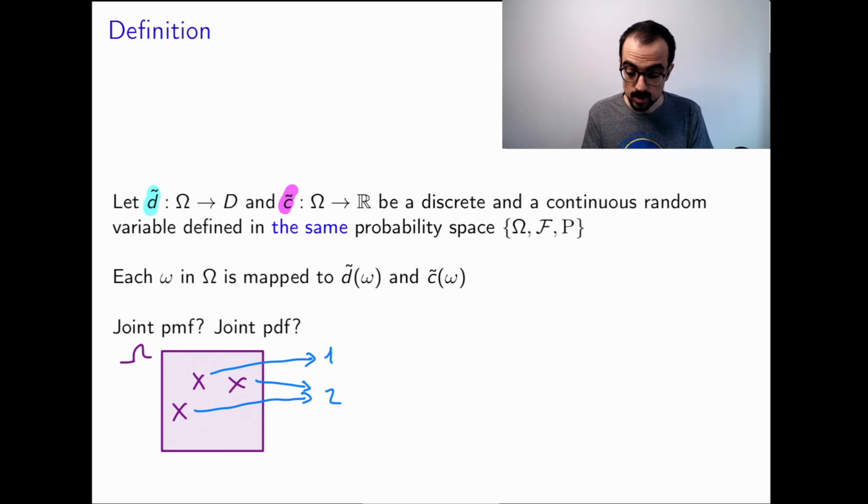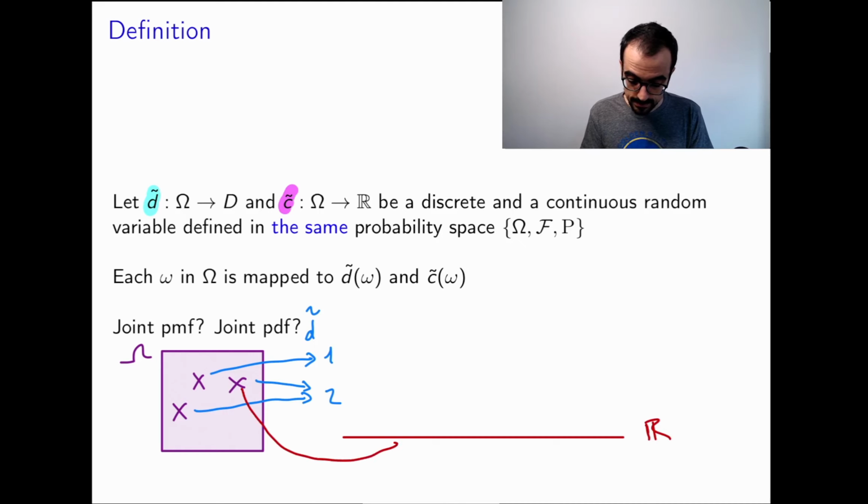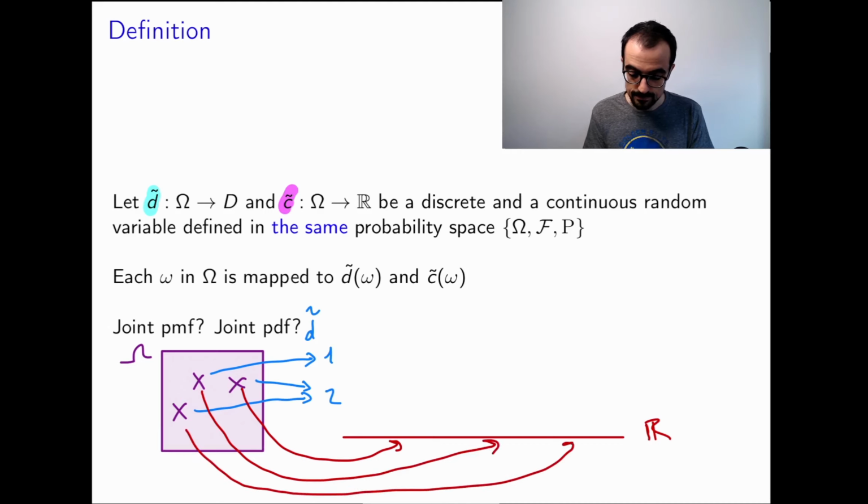At the same time, we have another random variable C. Okay, and just to make things clear, this is D. We have a continuous random variable C that models a continuous quantity. So that continuous quantity is going to take values on the real line. Okay, and maybe this outcome is mapped to this value, and this other outcome is mapped to this other value.